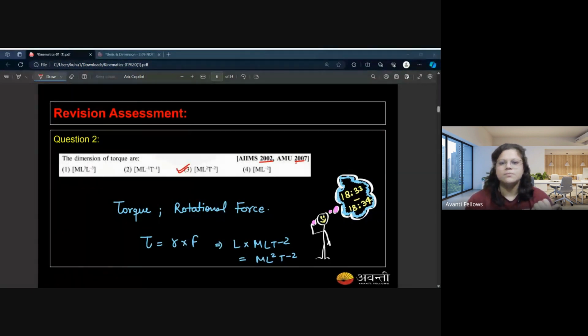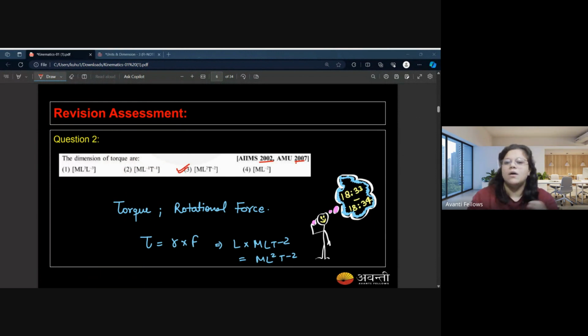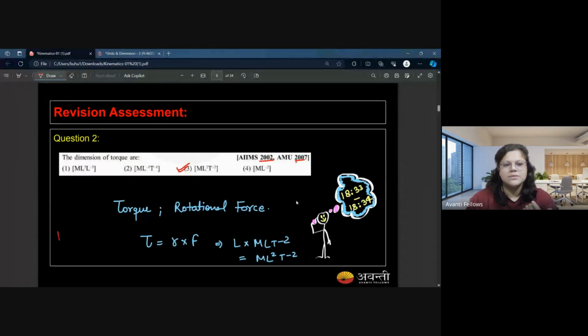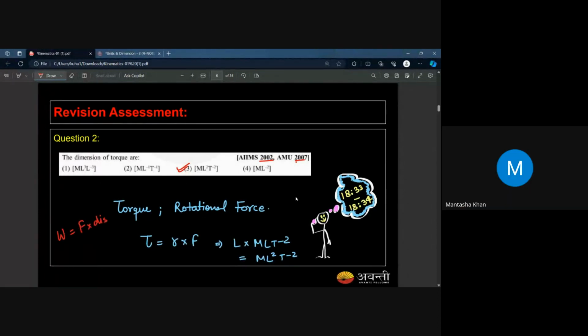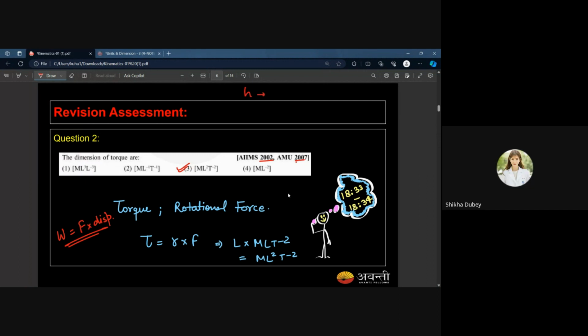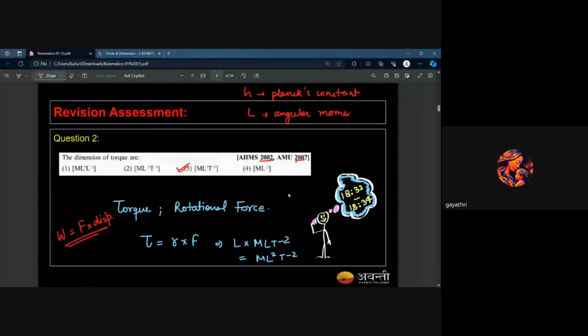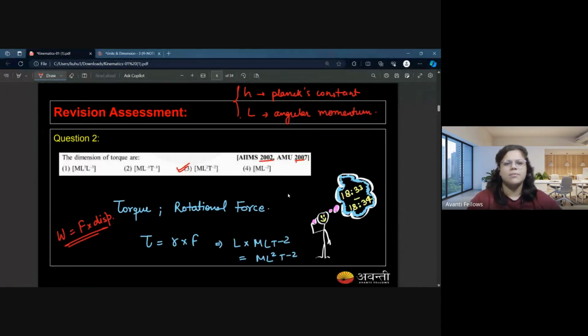Yes, Mandisha. Ma'am, the formula for torque and work are the same? Work and torque, no, they are different. Work is force into displacement. Dimensionally they are equal, but the feeling is very different when it comes to explaining the physics behind them. They are very different things, but dimensionally they are together. Have you ever heard about Planck's constant? Yes, ma'am. Planck's constant and angular momentum both have the same dimensions. You can learn these static data for the time being.